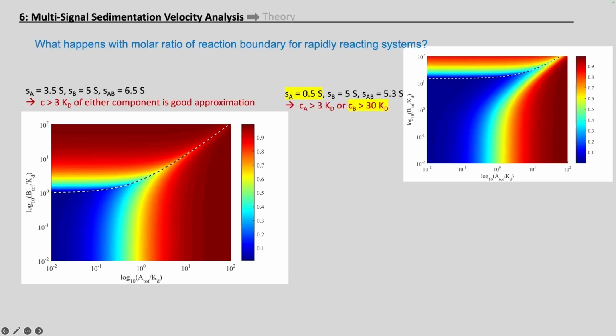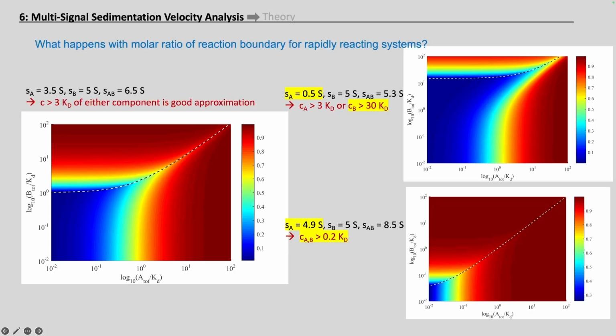But that's not always the case. Let's assume there's a much greater discrepancy in the free velocities. In that case, we can still get away with threefold Kd of the smaller component, but the molar axis of the larger component would have to be way greater. On the other hand, if the free components sediment with similar S values, then we are okay in almost any case, even at a fraction of Kd.